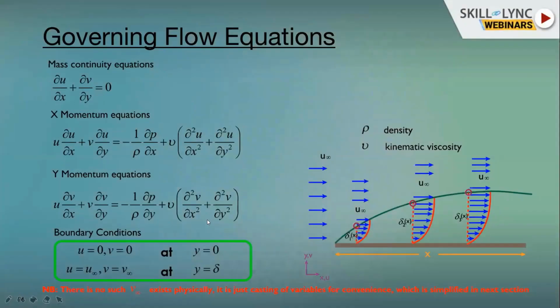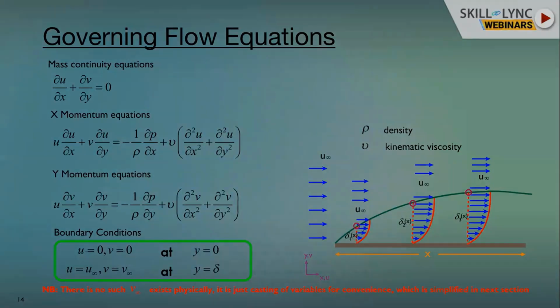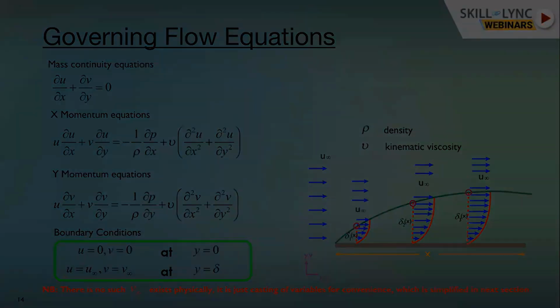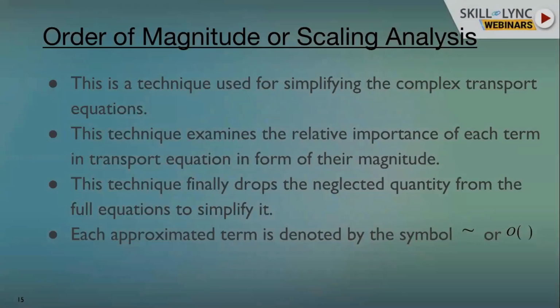We have to find out the intensity or the strength of each term compared to the other terms, their order, which order of magnitude they stand at compared to the other terms. That is called order of magnitude analysis or scaling analysis. This helps us to simplify the problem. We can find some simplified version of the Navier-Stokes equation that may help us to solve the problem, right?